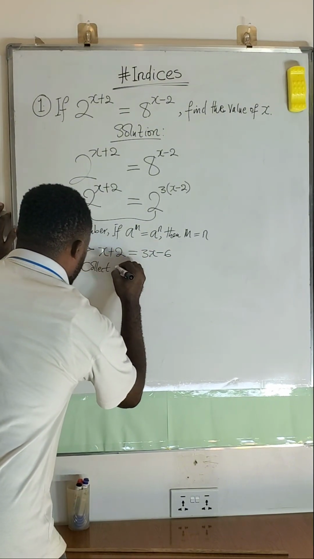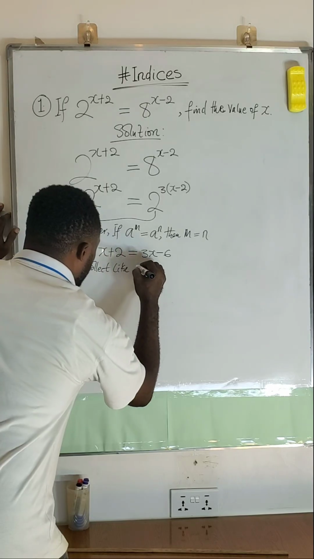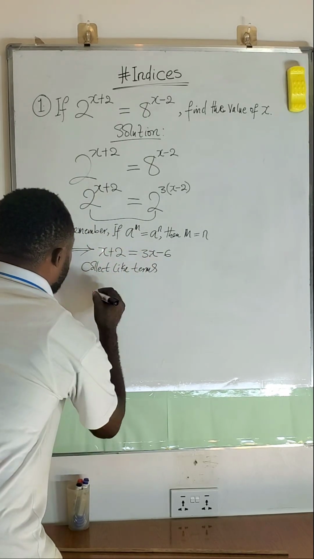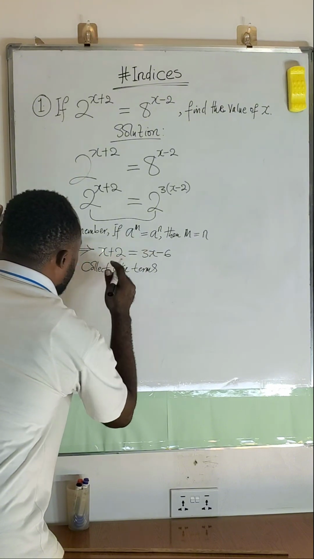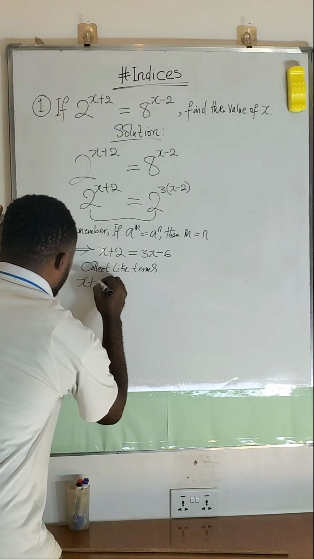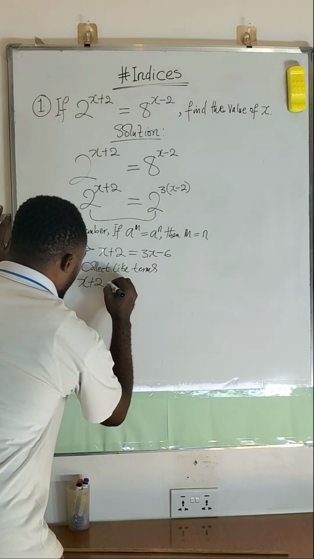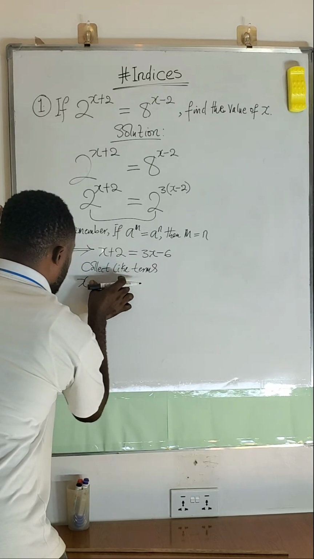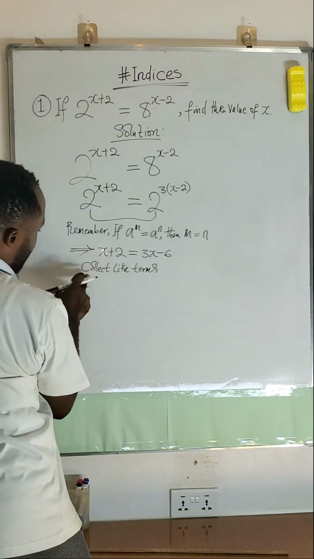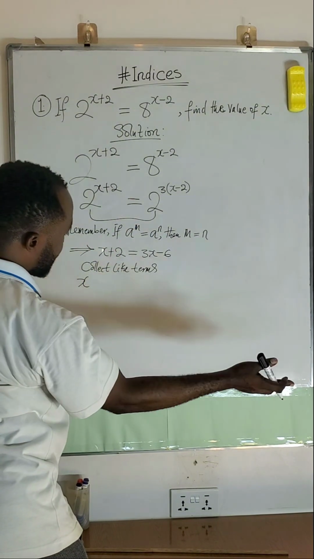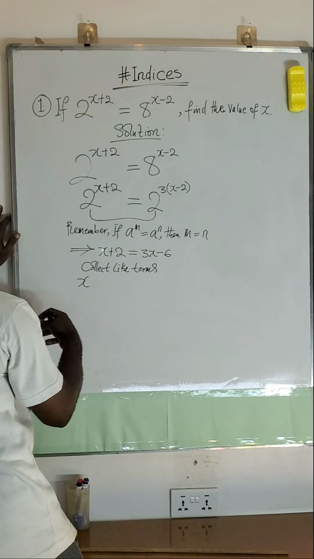Collect like terms. Okay? After collecting like terms, everything on this side is going to be here, x plus 2. Okay, let me collect like terms at once. This is x on the left hand side. And another thing that has to do with x is on the right hand side. So I'm going to bring it to the left hand side.